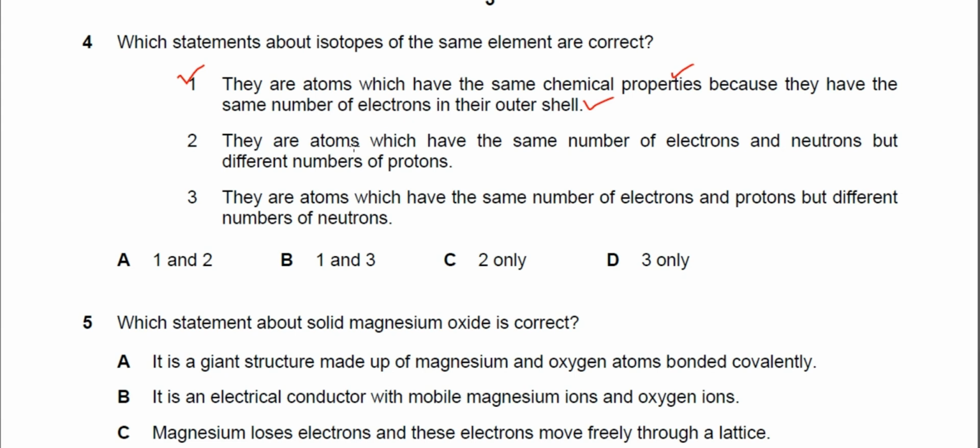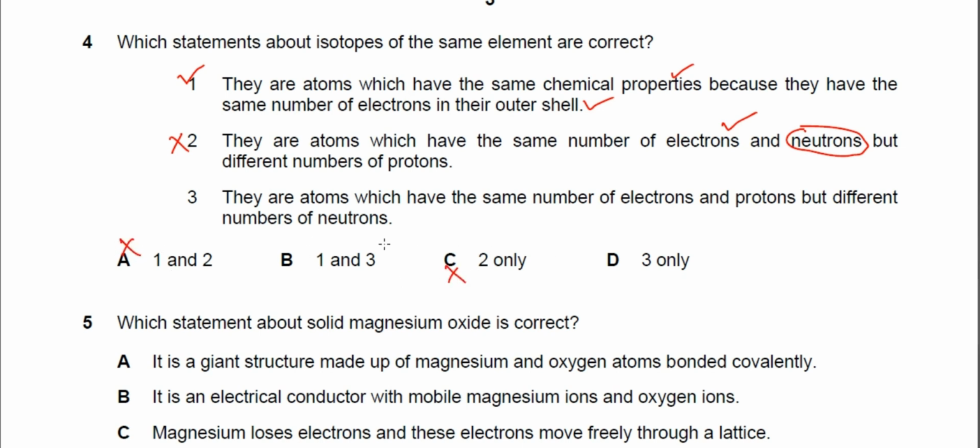Statement 2, they are atoms which have the same number of electrons and neutrons. No, up to electrons it is correct, but the neutrons must be different. For isotopes, neutrons must be different. So this statement is not correct. So any option where 2 is present will not be the correct one. So A is not correct, C is not correct.